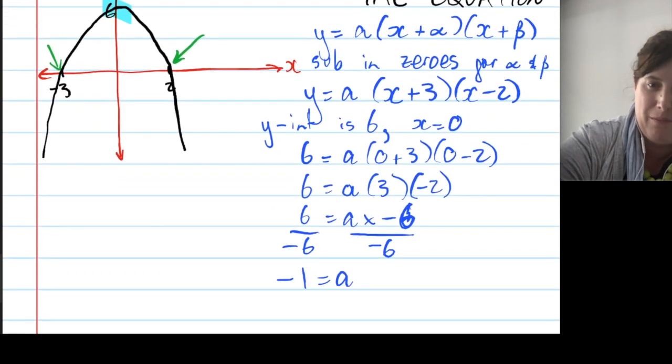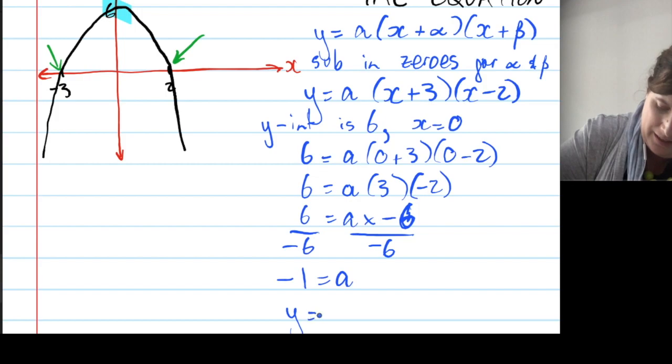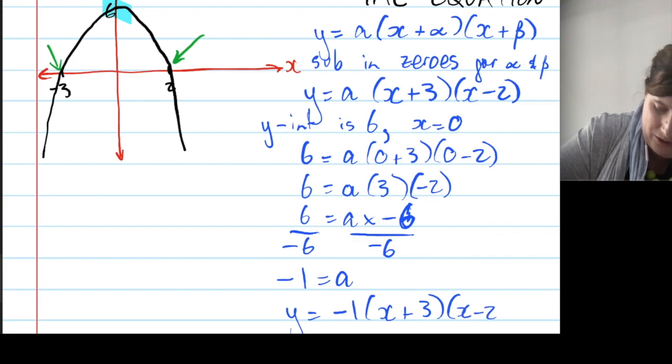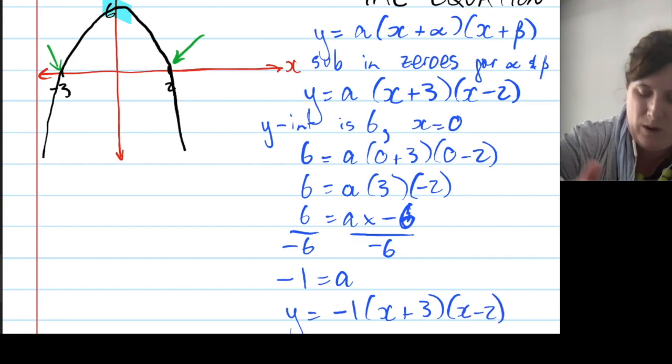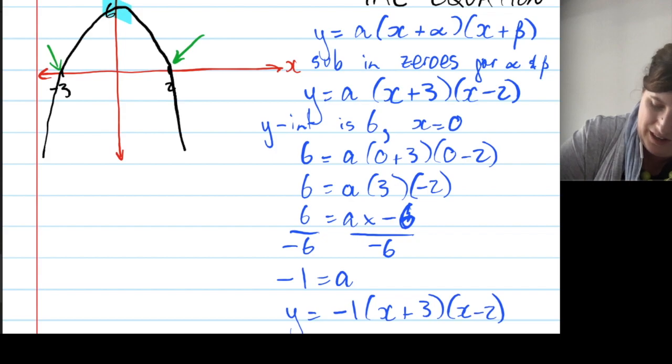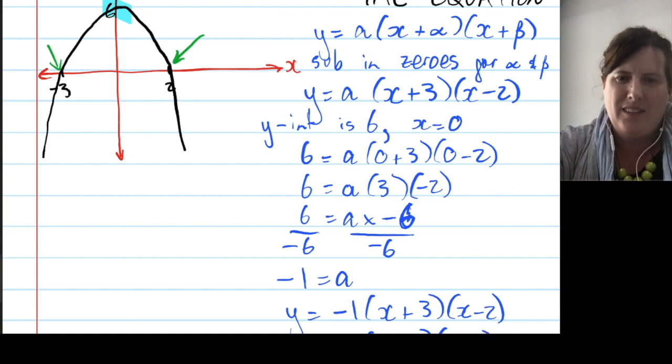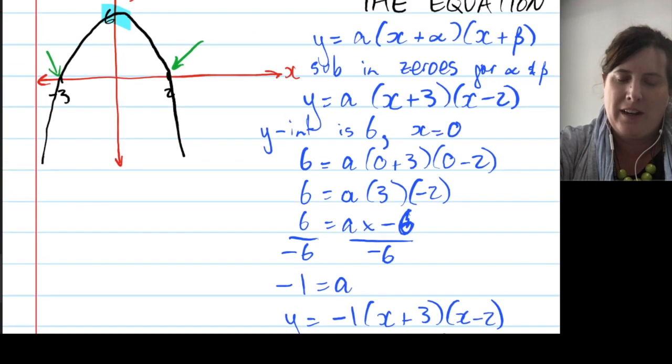That gives me enough information. I now know that y is -1 outside of x plus 3, x take 2. And do I really need to write that 1? No. So y equals -(x plus 3)(x take 2). That's it. Sorry that's so messy. I need to work on my handwriting for these.